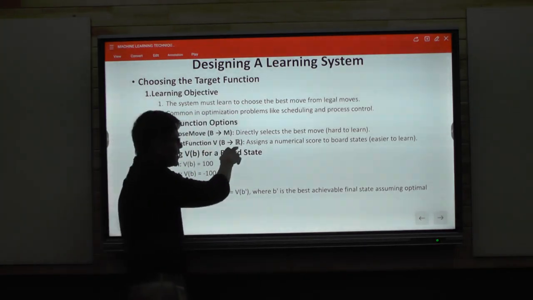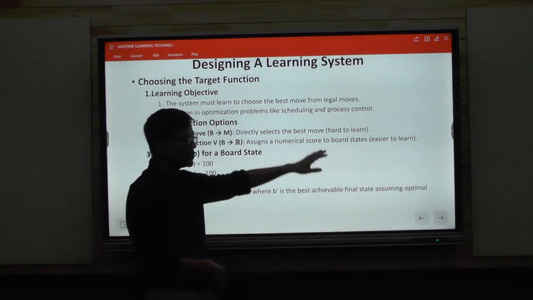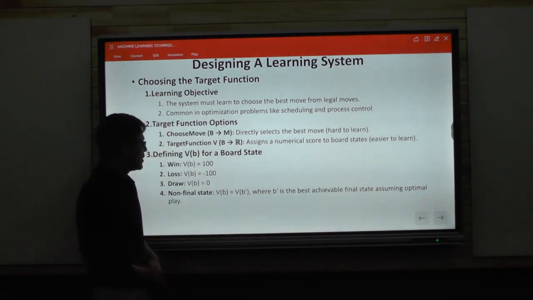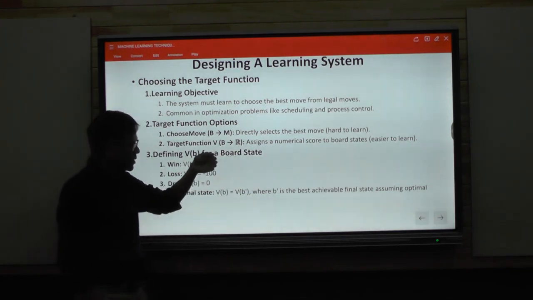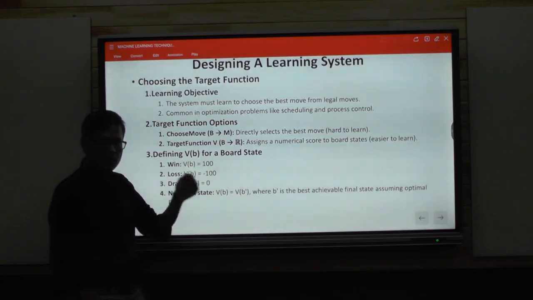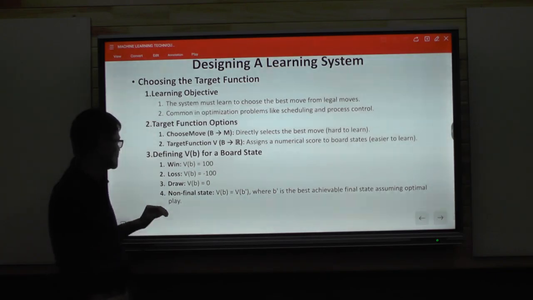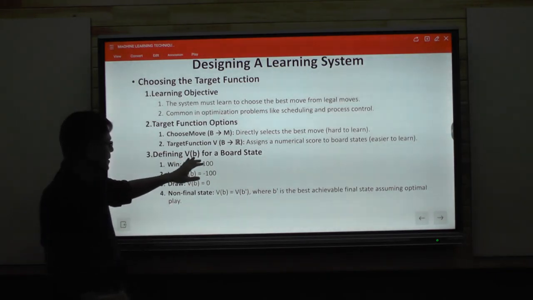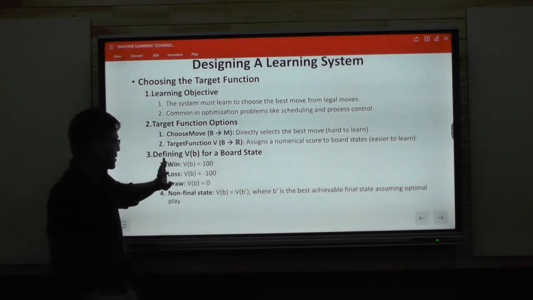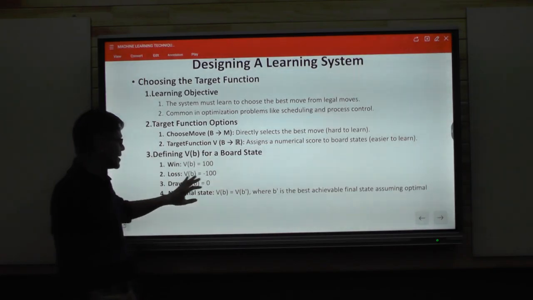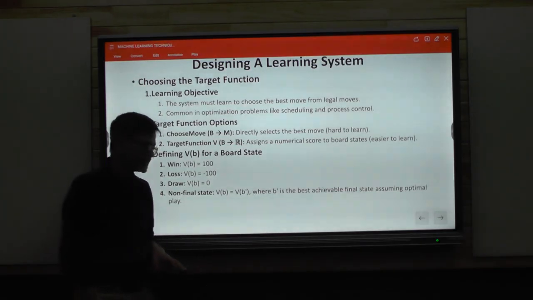And V: B to R assigns a numerical score to a board state. So this is very easy to learn. Every state will have a numerical value, so that we can give numbers, and through those numbers we can decide what to do. So we can define V(b) for a board state. If you have a score of 100, you win. If you score minus 100, that means you lose. And a draw is if your score is 0.